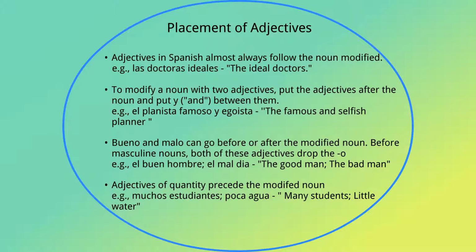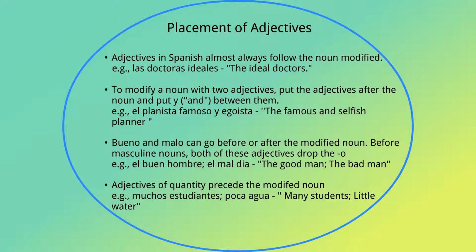Placement of adjectives. Adjectives in Spanish almost always follow the noun modified. For example, las doctoras ideales, the ideal doctors. To modify a noun with two adjectives, put the adjectives after the noun and put y, and, between them. Example: el planificador famoso y egoísta, the famous and selfish planner.